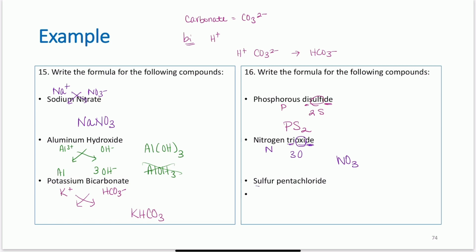And lastly, sulfur, S, pentachloride. Ide is just the ending, telling me it's an anion. Chloro tells me chlorine. Penta tells me 5. SCl5.